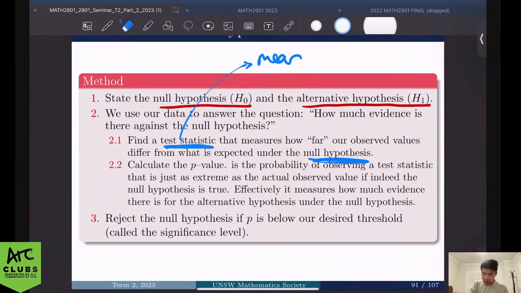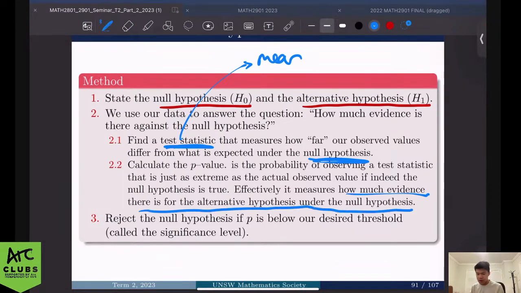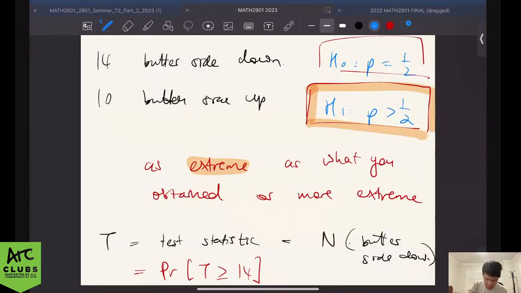I'll write this out. The p-value measures how much evidence there is for the alternative hypothesis under the null hypothesis. So in this example, the p-value is equal to this. Hopefully that makes sense. I'll talk more about how this changes with a different statistic, but that's basically what it means: as extreme or more extreme.